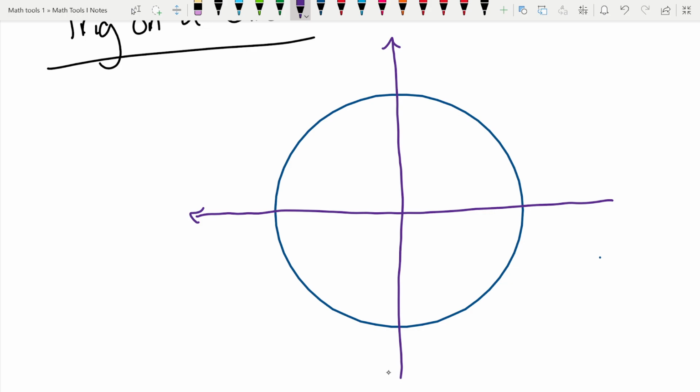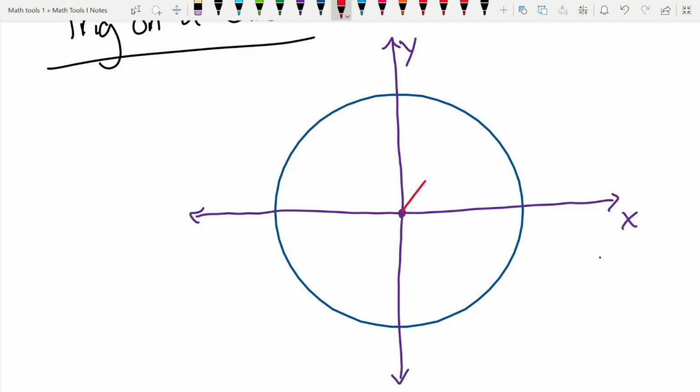So we have our x and our y-axis. And let's say that the circle is centered at the origin here. Okay, so at the point 0, 0. So this is the center of the circle.